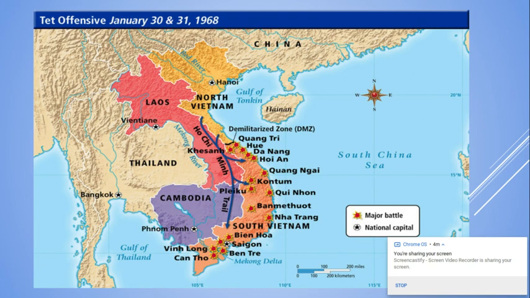This is a map which shows the major battles of the Tet Offensive. This was clearly the point where the American people begin to realize that the war is not going well and that the government is not being honest with them.